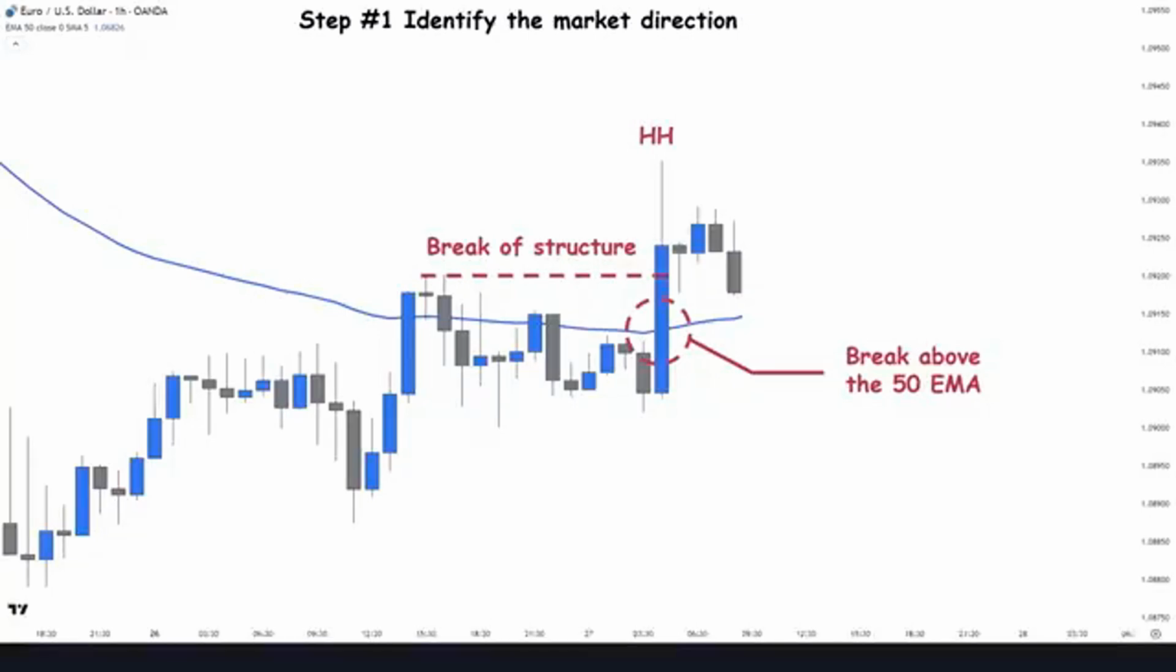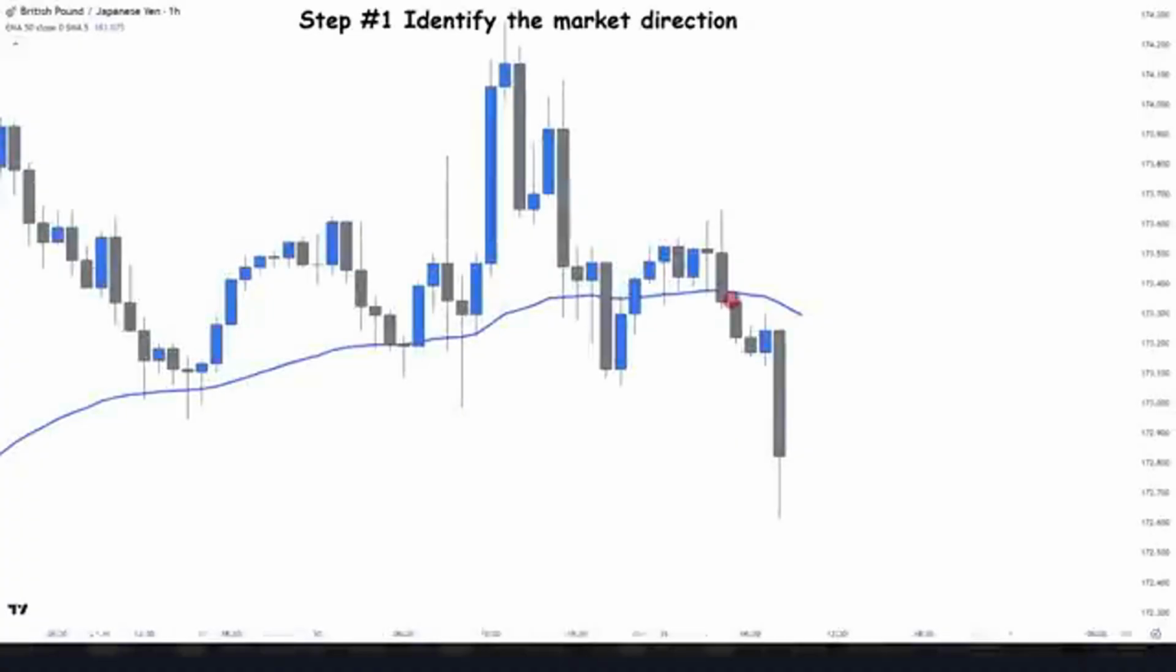Same thing for the bearish scenario. Here, the price has broken below the 50 EMA and the previous market structure, creating a new one. So, our direction is bearish, and we can look for short opportunities. Trading with the dominant trend will instantly improve your win rate and risk-to-reward ratio.